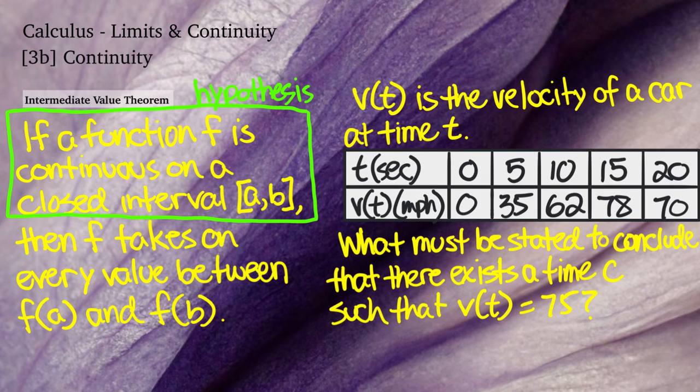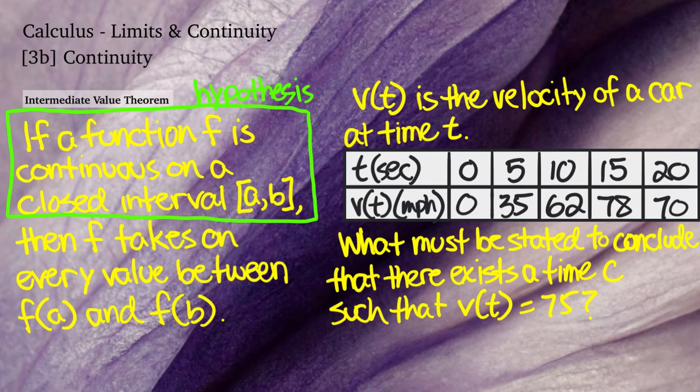Let's look at a quick example. V of t is the velocity of a car at time t. Selected values for v of t are shown in the table. What must be stated in order to conclude that there exists a time c, so time equals c, such that v of t is 75?